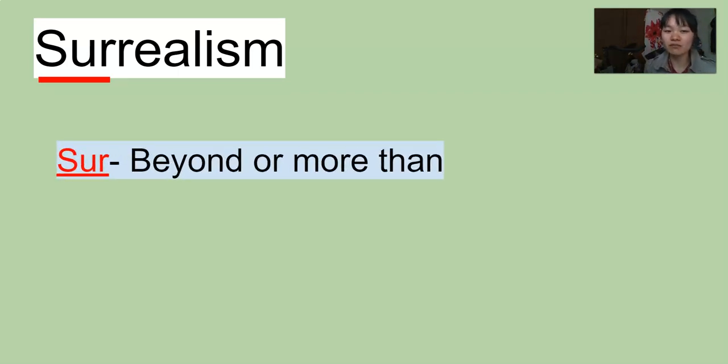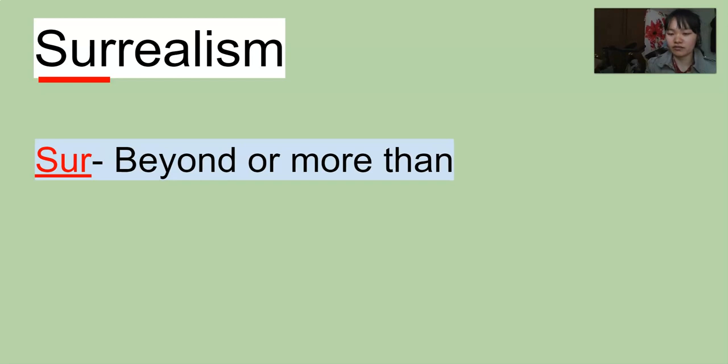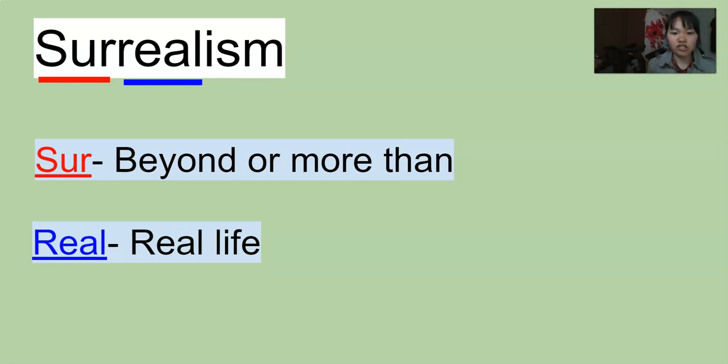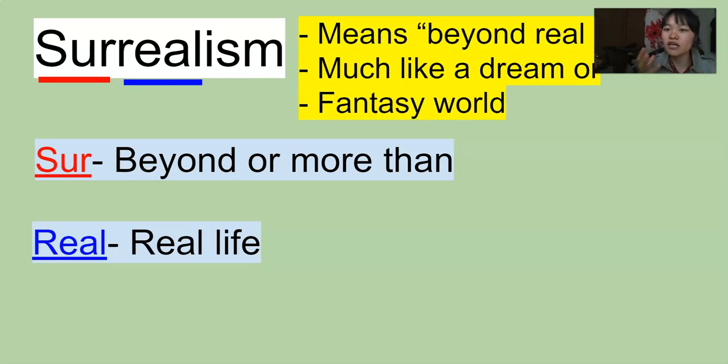Now, it's very simple actually. If you look at the first part of the word, sur, it comes from the French word meaning beyond or more than. All right? The second part of the word is real. You know this word, real life. So if you put the two parts of the word together, sur and real, you get the definition beyond real life. So surrealism is much like a dream or a fantasy world.